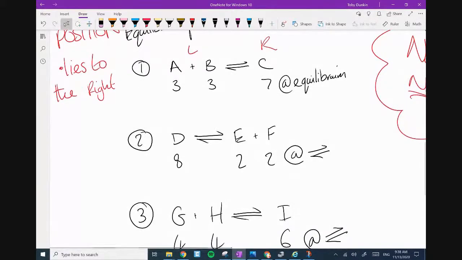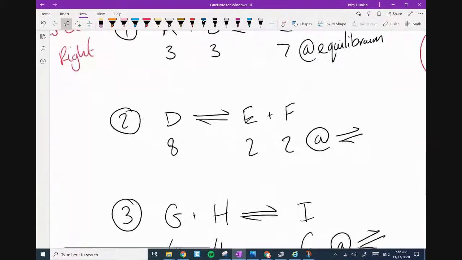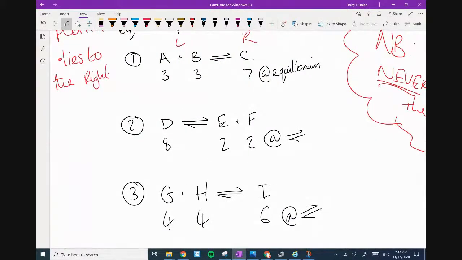Let's look at the next one. So this equilibrium, I'm going to ask Kieran. Kieran, which is equilibrium number 2? Where does it lie? What's its position?